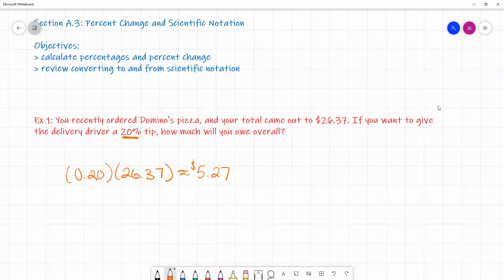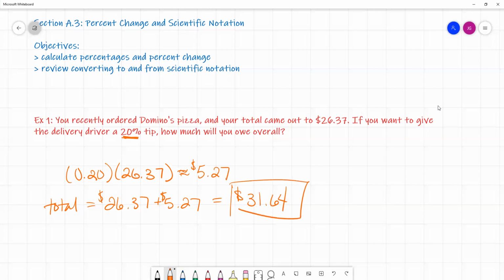And so that's not our total. That's how much our tip is. That's how much we're going to leave this delivery driver as a tip. So since we're going to owe more, we'll need to take this value and add it back in to 26.37. So the total is going to be 26.37 plus the 5.27, right? Okay, covering my dollar signs. So I'm going to add 5.27 back into the 26.37. And we're going to get that our total, the thing that we're going to get charged, is $31.64. Okay.